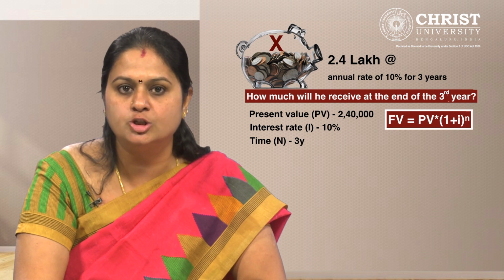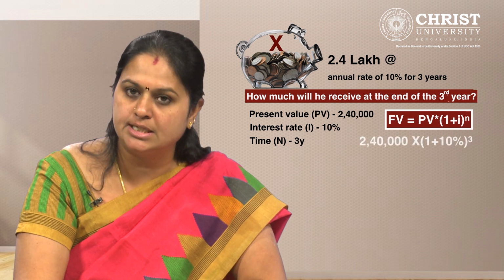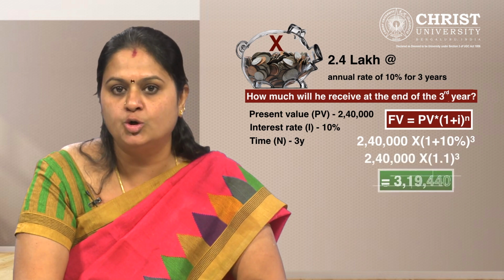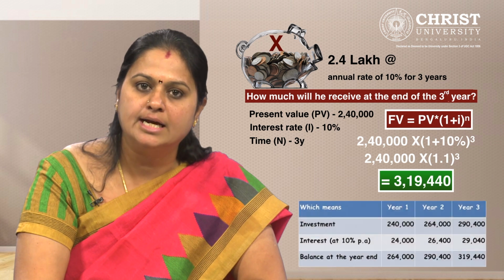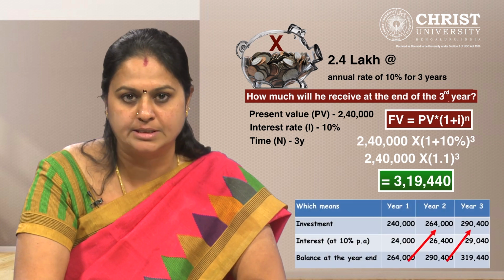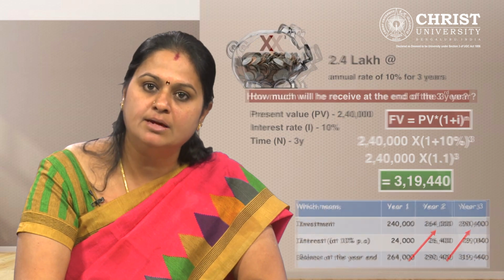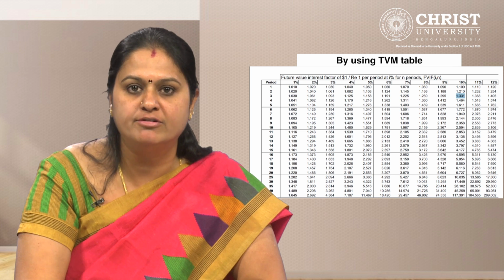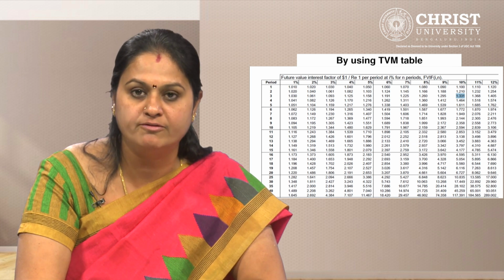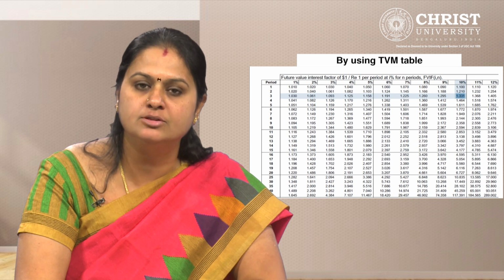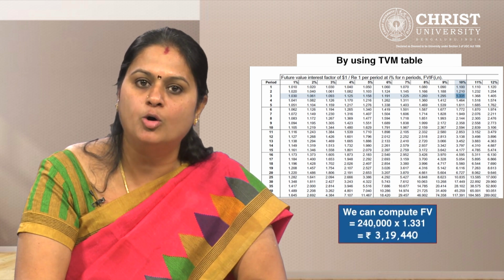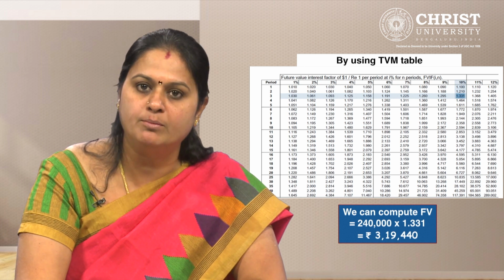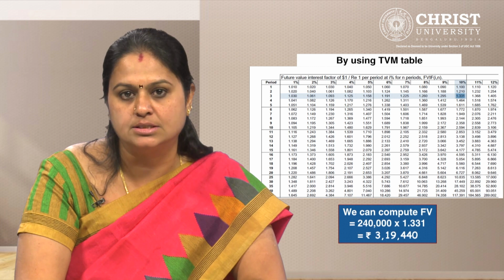We know the formula to calculate this, which is FV is equal to PV into (1 plus I) power n, and substituting that you will get 3,19,440 rupees. Of course, you may use the TVM table also to arrive at the solution. In that case, you have to refer the table on compound value factor of lump sum. If you see for 10% 3 years, you get a factor 1.331 and you will multiply 2.4 lakh rupees with 1.331, you will get the same answer.